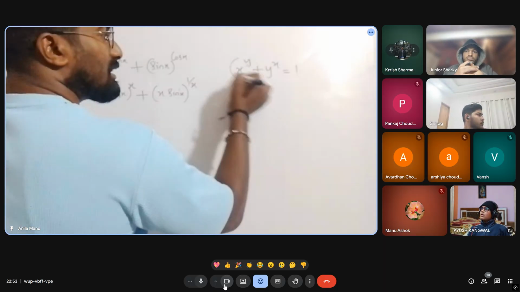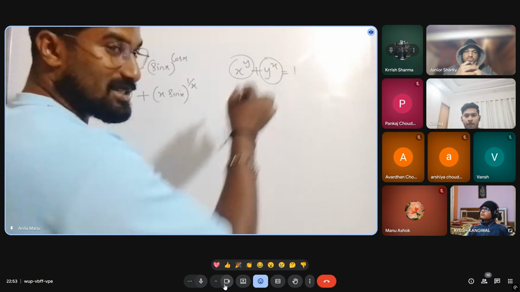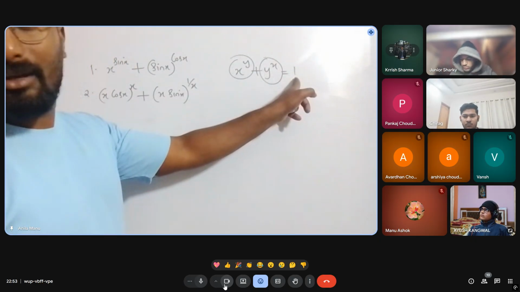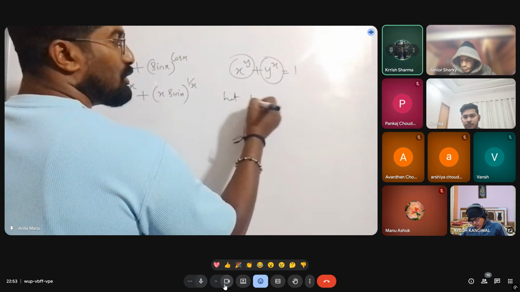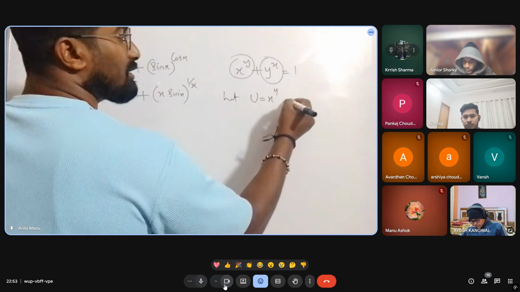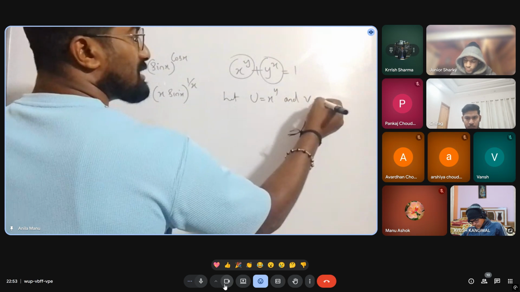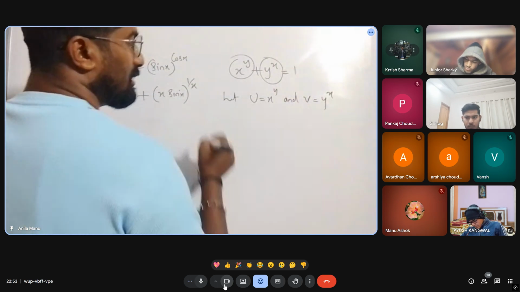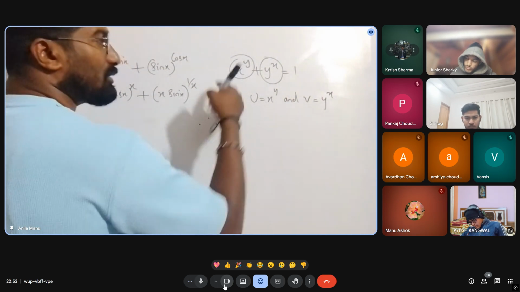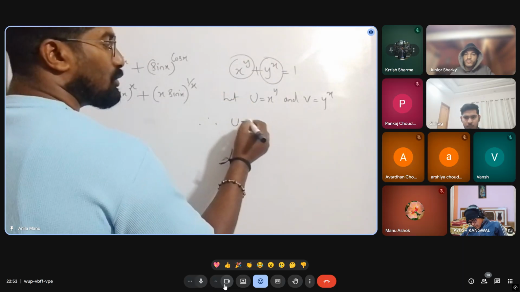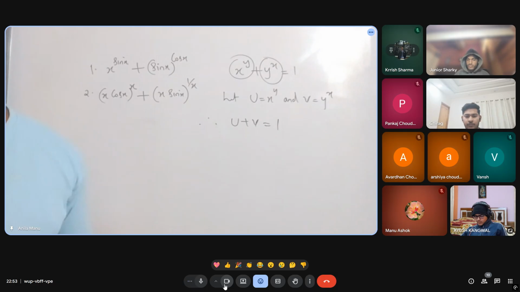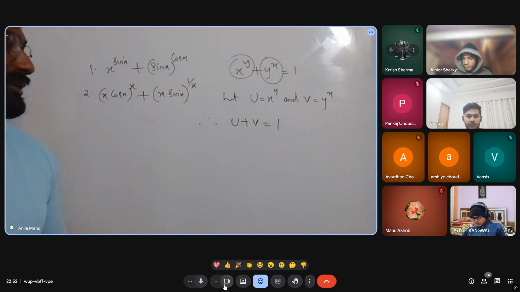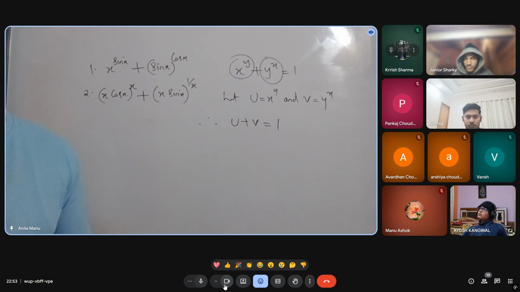You have to take these functions as u and v. Functions. Constants you don't need to take, only functions. So first of all, let u is equal to x raised to y and v is equal to y raised to x. Therefore, the given function becomes u plus v is equal to 1. Simple, right? Now, what do you want to find here? You want to find dy by dx.